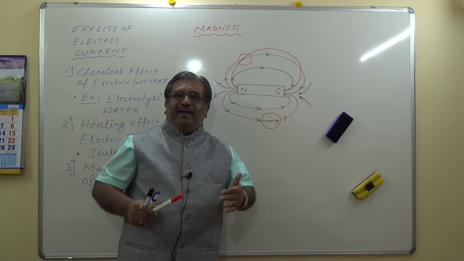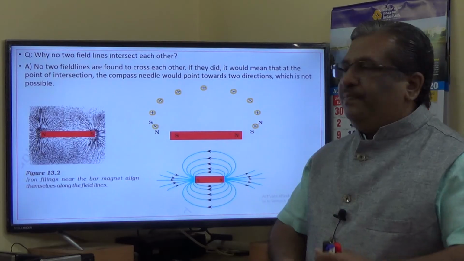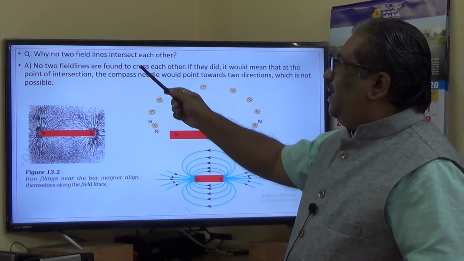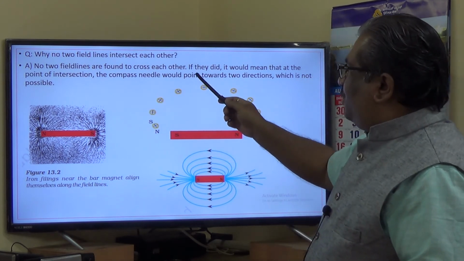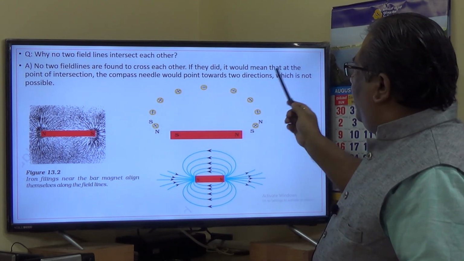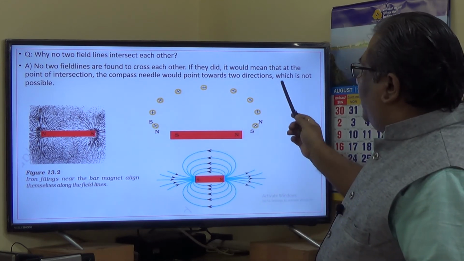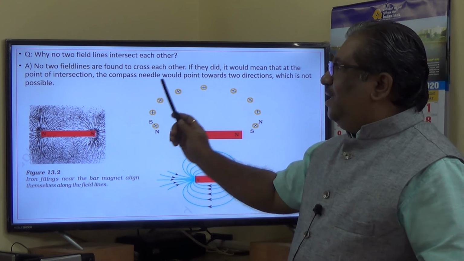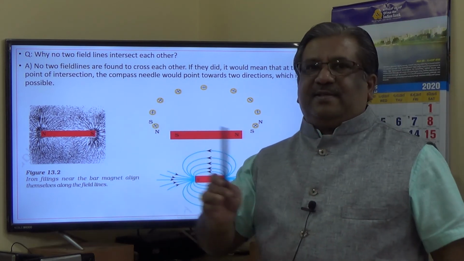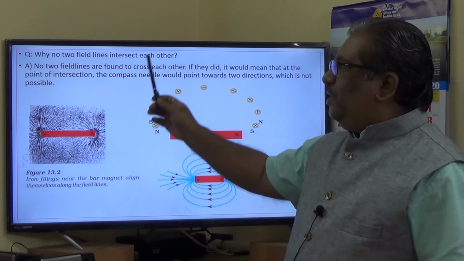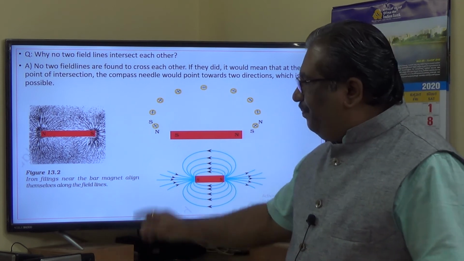Now let us look back at the slides, the PPT. Why do no two field lines intersect each other? No two field lines are found to cross each other. If they did, it would mean that at the point of intersection, the compass needle would point towards two directions, which is not possible. Hence, no two field lines intersect each other. That should be your answer. This is taken from your textbook. Most important, you should know how to write the answer for this question. Many times this question appears in the exam.